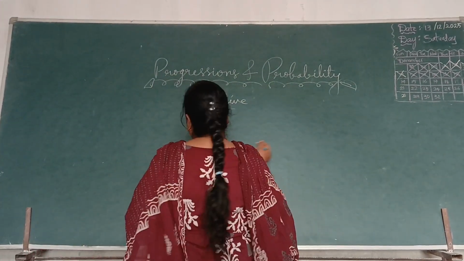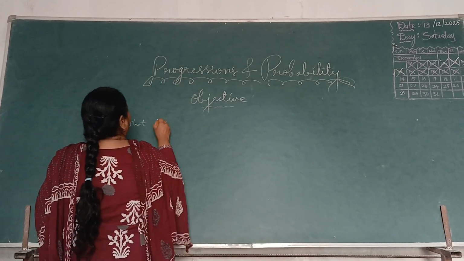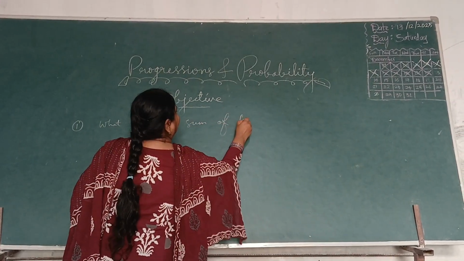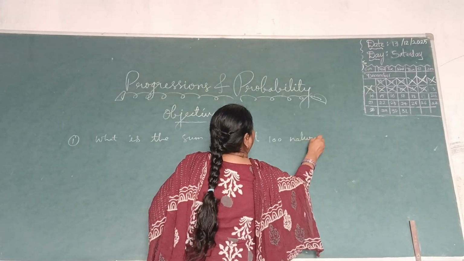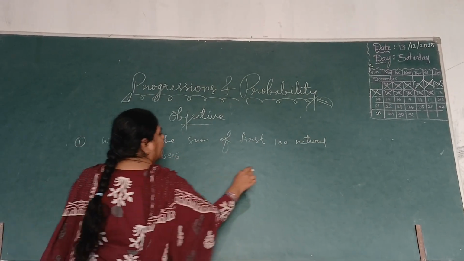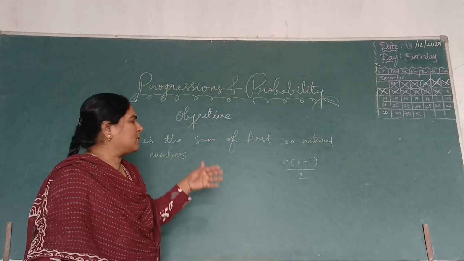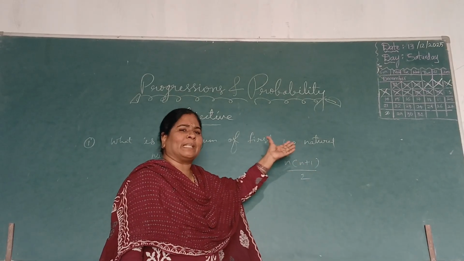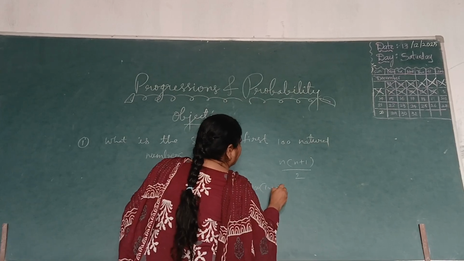Let us see a question. What is the sum of the first 100 natural numbers? For this, I should use a formula n into n plus 1 by 2. Suppose n natural numbers are asked, n into n plus 1 by 2. Here 100 is asked. So what will I do? 100 into 100 plus 1 by 2.